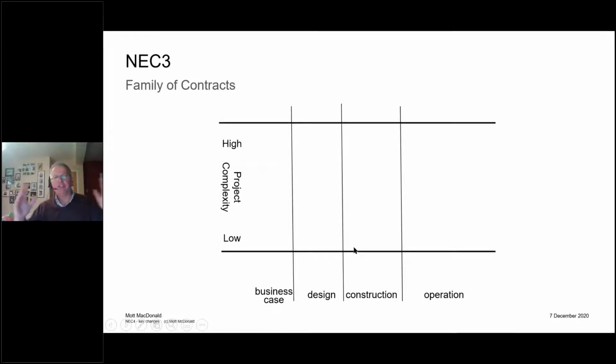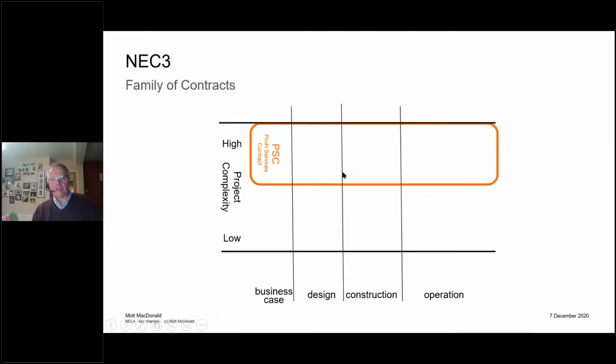As a family of contracts, this is what NEC3 had, and I show this as a slide. If you imagine that this space in front of you is where I might need a contract. As a client, I might need a contract for anything on the x-axis, and it might be a simple job or a fairly complex job. If I want to employ a consultant, I can use the professional services contract. If I want to get something built, I can use the ECC, which is the engineering and construction contract, which some people would suggest is still the main NEC contract.